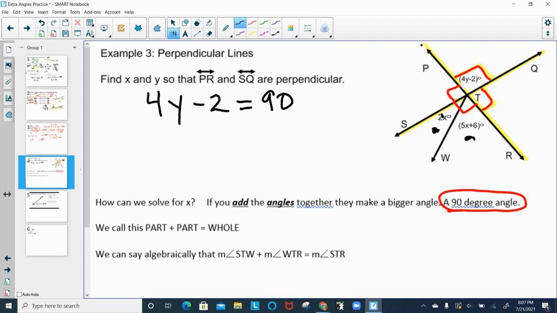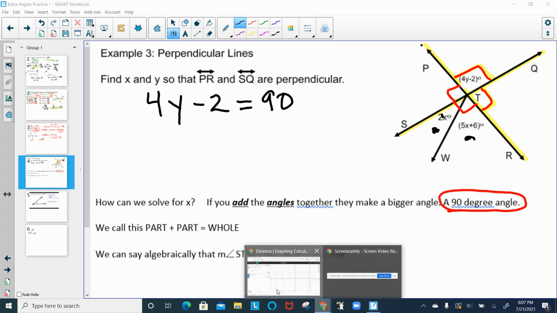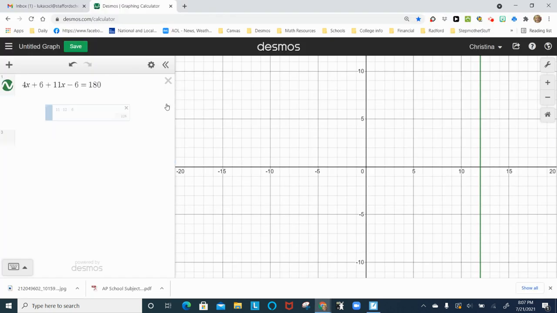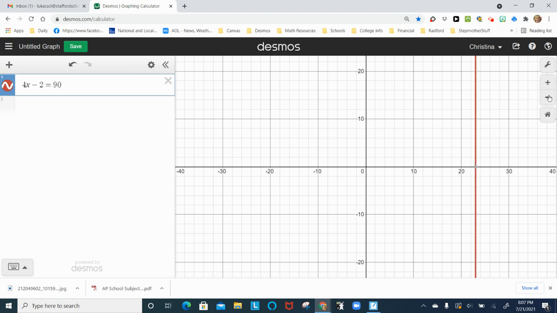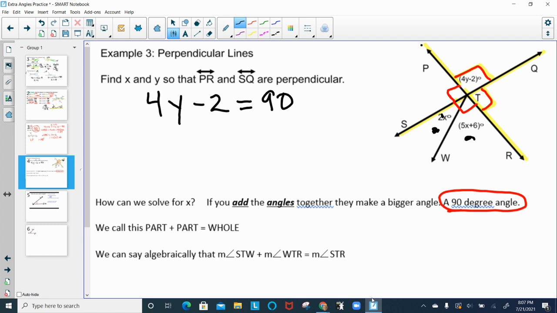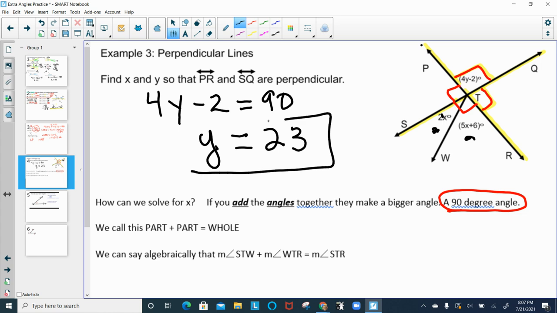So when I do 4y minus 2 equals 90, let me get rid of all this stuff from the last problem. I'm still going to use X, simply so Desmos handles it correctly. And I'm going to get 23 for my answer. So X is 23. Or, sorry, not X. X in Desmos means Y to me. Okay, so there we go. There's Y. Y is pretty straightforward.